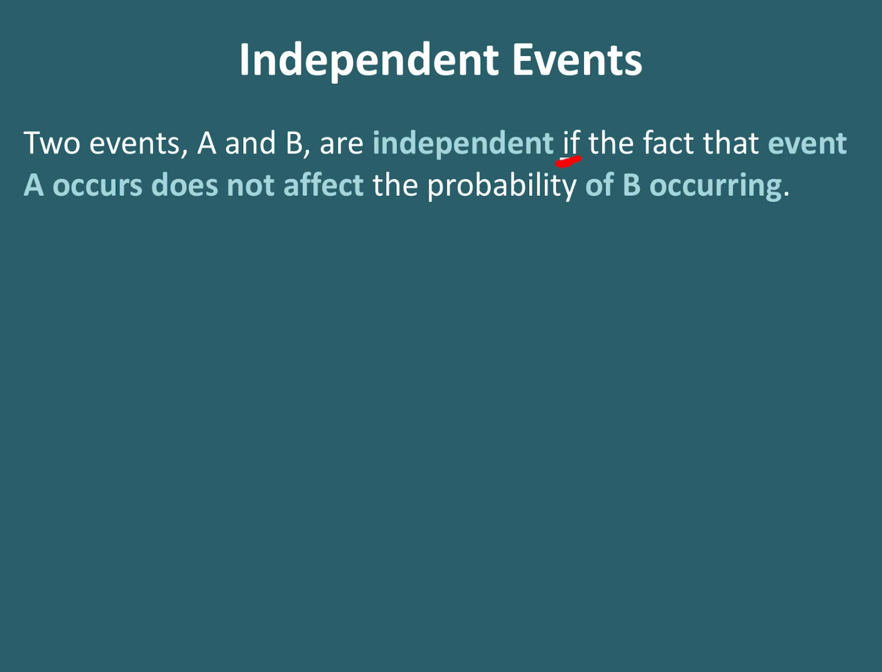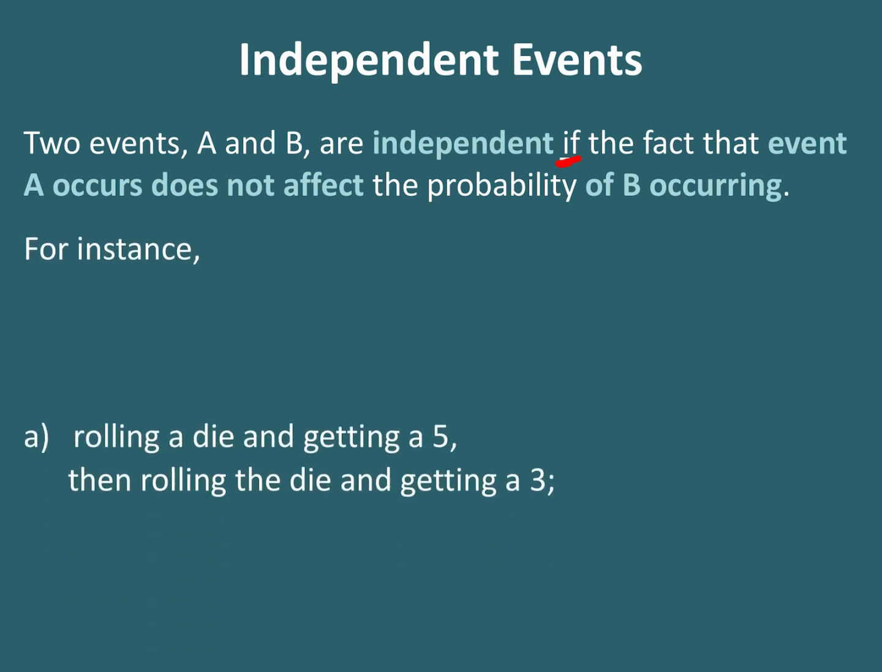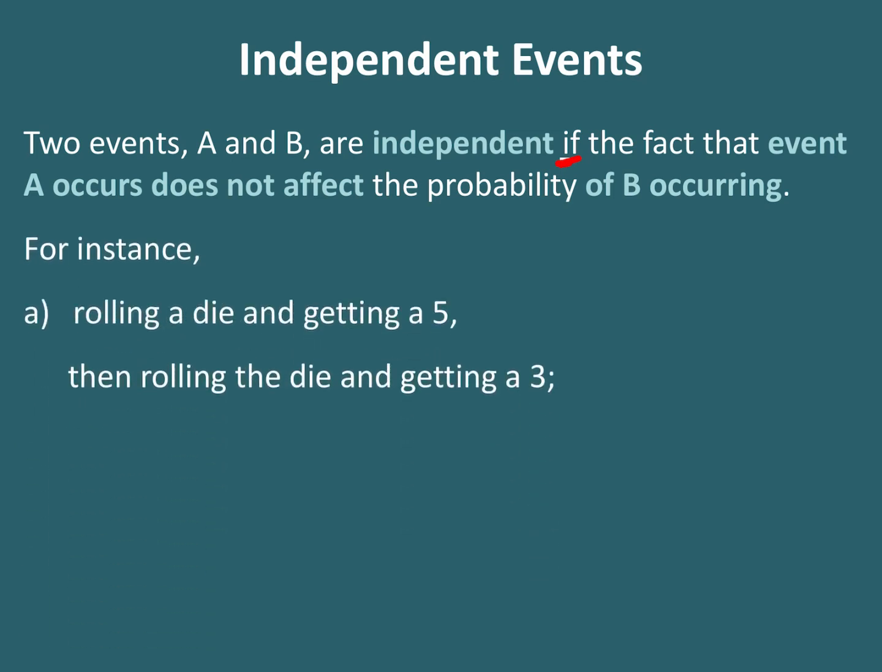Two events, A and B, are independent if the fact that event A occurs does not affect the probability of B occurring. For instance, rolling a die, getting a 5, then rolling the die again and getting a 3. Just because I roll a 5 in the first roll has no effect on the fact that if I get a 3 in the second roll.